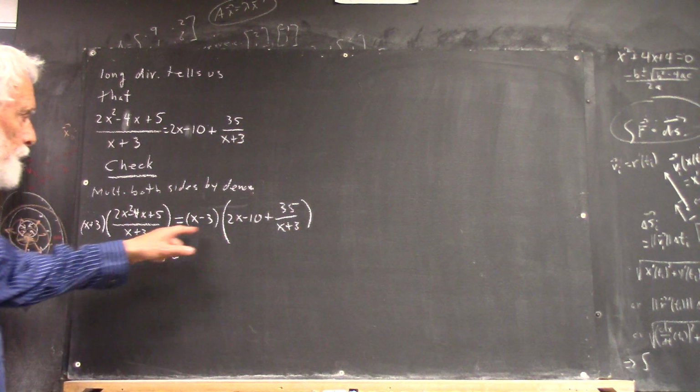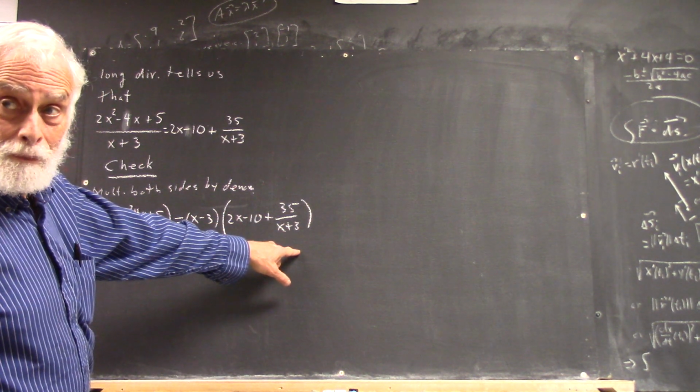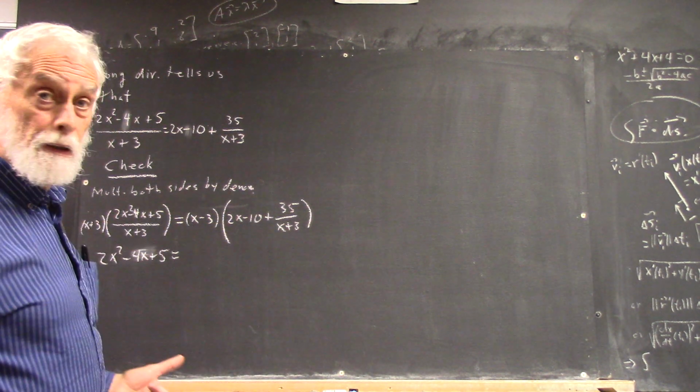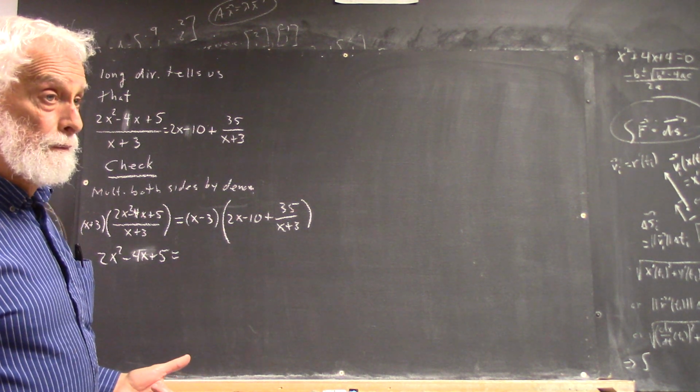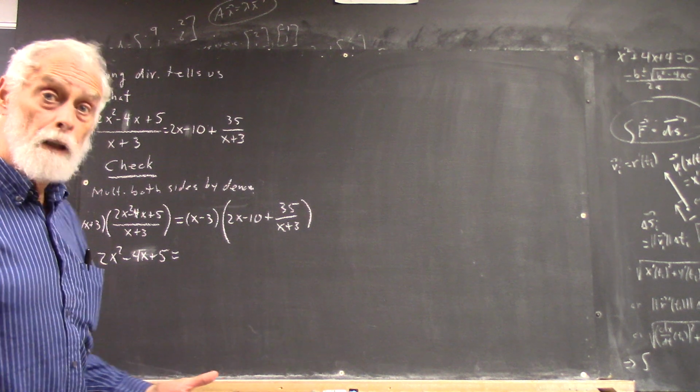Okay, now x minus 3 times this, how are we going to multiply that? Foil ain't going to help you, is it?